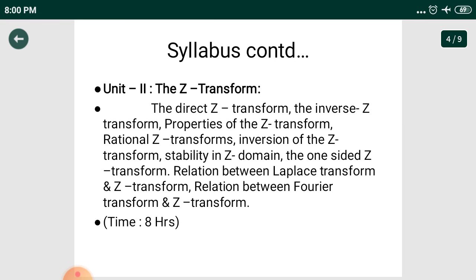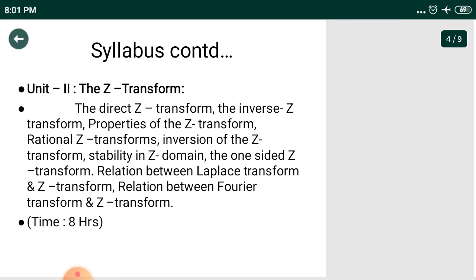After that, the second unit is the Z transform. It consists of the direct Z transform, the inverse Z transform, properties of Z transform, then rational Z transforms, inversion of Z transform, stability in Z domain, the one-sided Z transform, relation between Laplace transform and Z transform. After that, there is relation between Fourier transform and Z transform. Total time duration given for this unit is 8 hours.